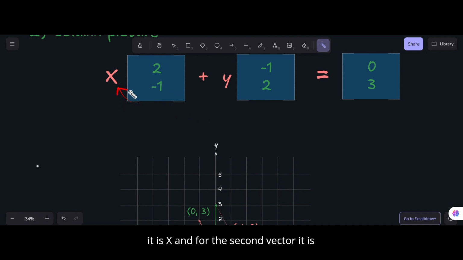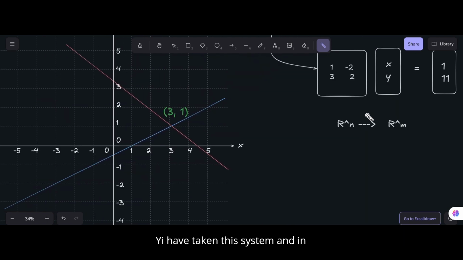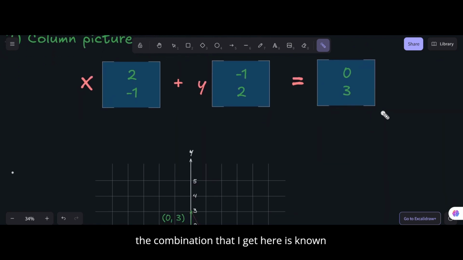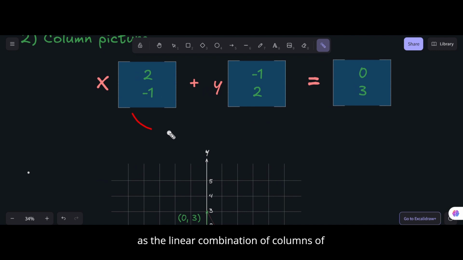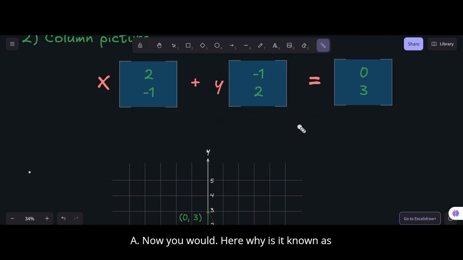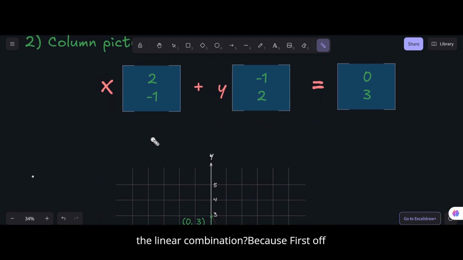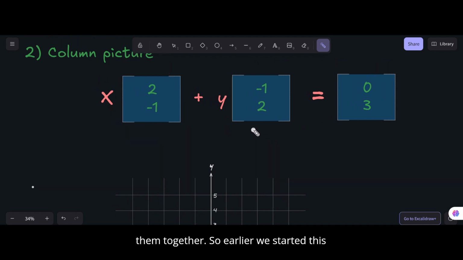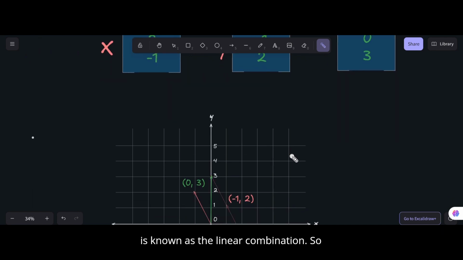For example, here it is X, and for the second vector it is Y. I have taken this system, and what it is going to do is take the columns and scale them by their respective weights, and the combination that I get here is known as the linear combination of columns of A. Now you would realize why it is known as the linear combination: first I'm scaling them and then I'm adding them together. So earlier we studied this is known as the linear combination.